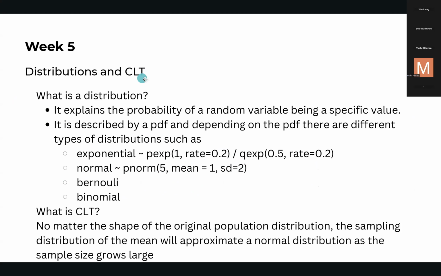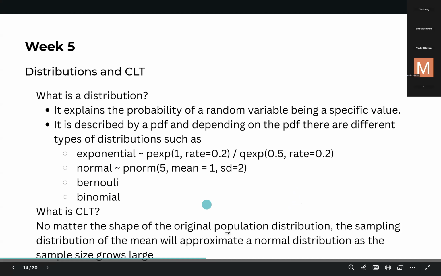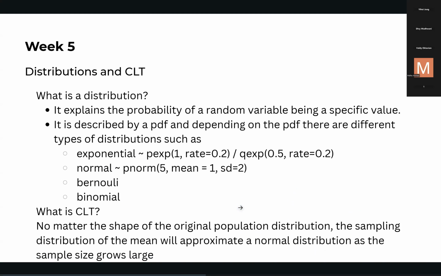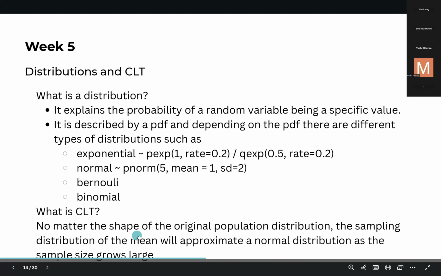And basically, CLT is the central limit theorem. It states that no matter what type of distribution your data is coming from, whether exponential, normal, or Bernoulli, if I have the sampling distribution, where I take a sample and get the mean, and I keep doing this until I get a distribution, it will always approximate a normal distribution as long as each sample has enough data in it.